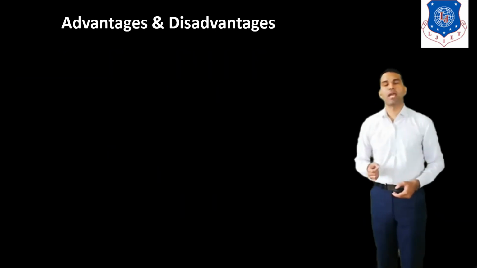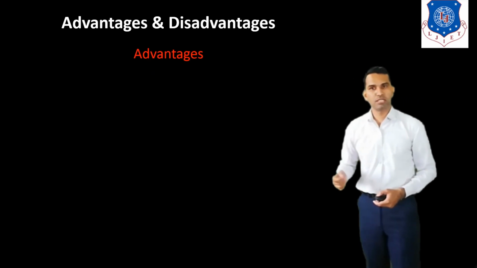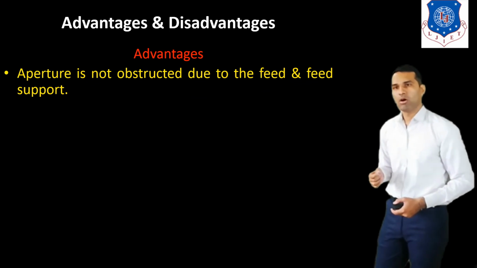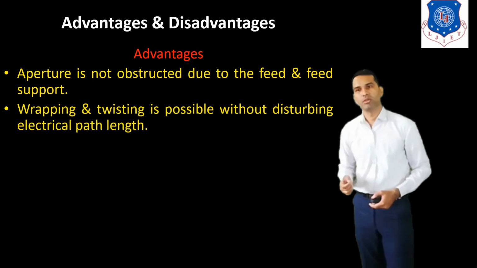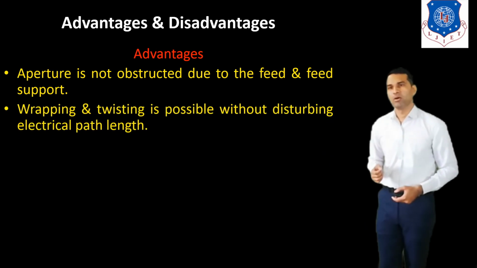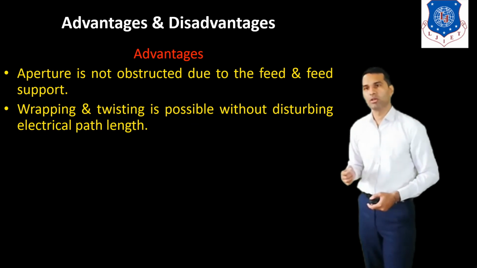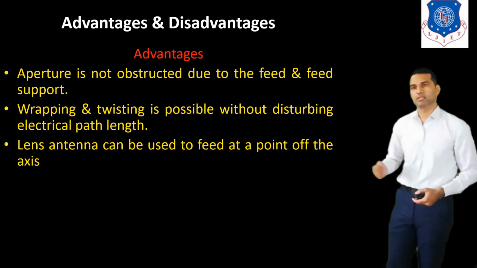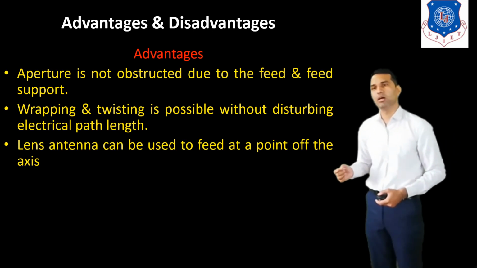Now we discuss the advantages and disadvantages of the lens antenna. First we discuss the advantages of the lens antenna. The aperture is not obstructed due to the feed and feed support. The second advantage is that wrapping and twisting is possible without disturbing the electric path length. The third advantage is that the lens antenna can be fed at a point on the axis.